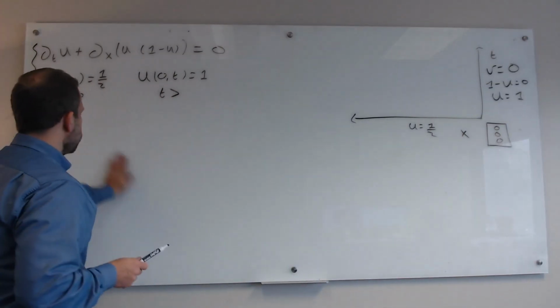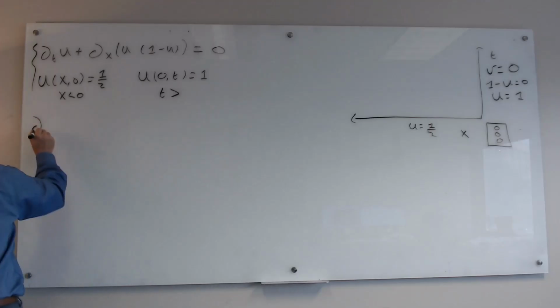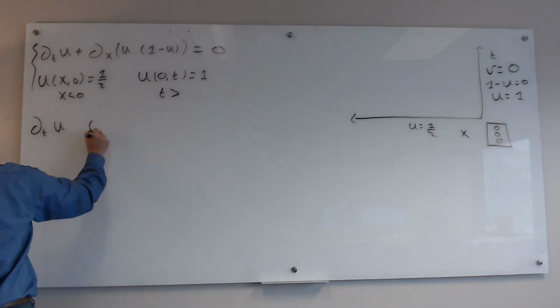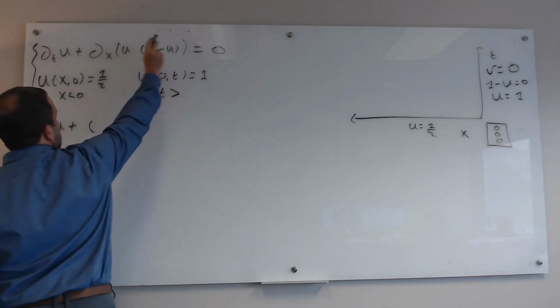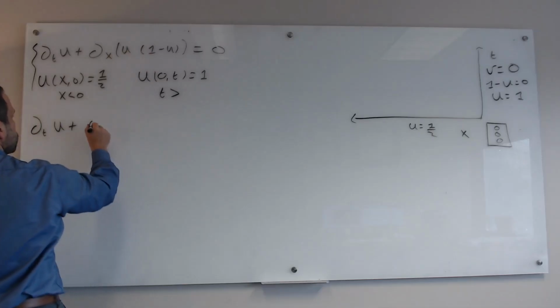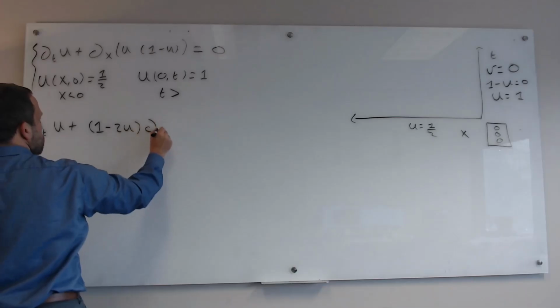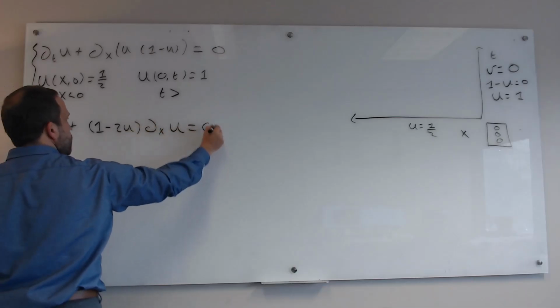The next thing that we need to do to be able to look at the characteristics, we need to write this in expanded form. I'm not sure if it has a name. Again, if I do the chain rule on this, this is u minus u squared. If I do the derivative of that with respect to u, it's going to be 1 minus 2u times the x derivative of u is equal to 0.